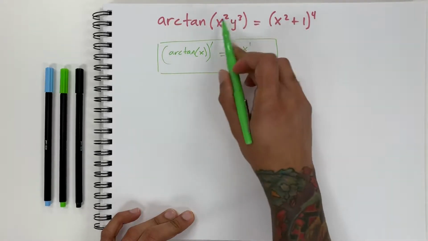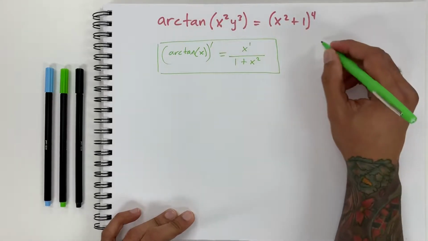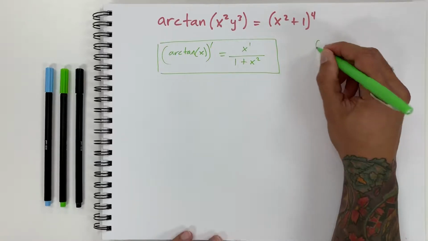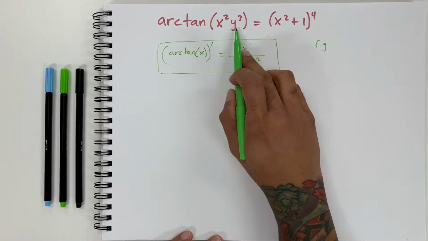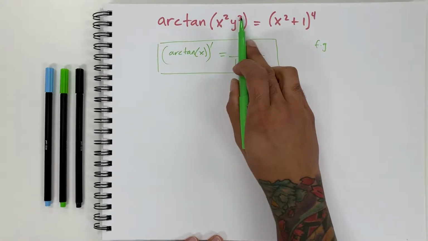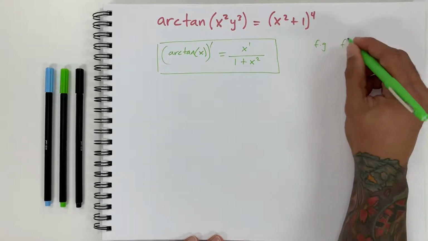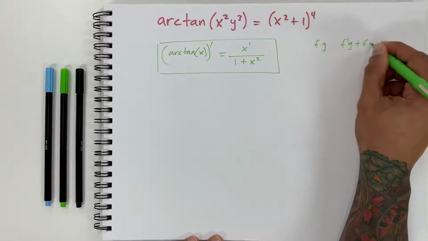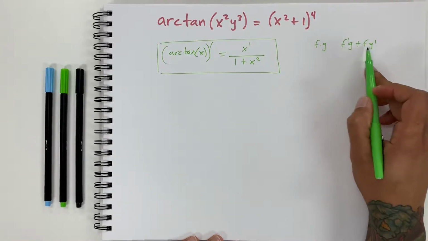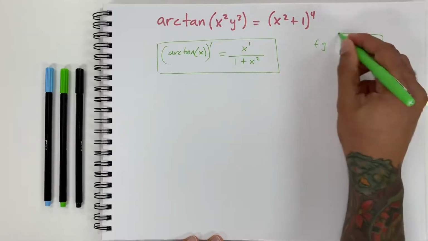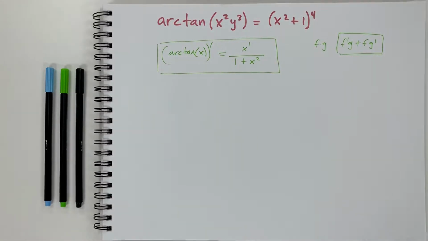And then product rule in here, right? So we're going to have f times g. So f is going to be the x squared, g is going to be the y to the third, and we're going to do f prime g plus f g prime. So we're going to have that, okay? So now we can get started.